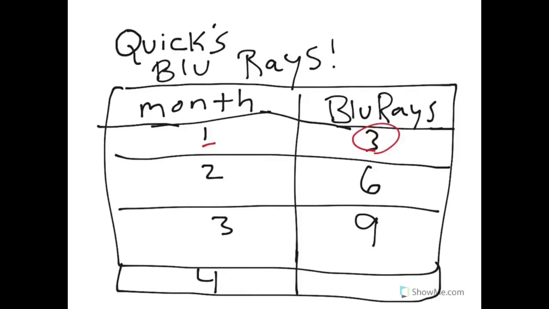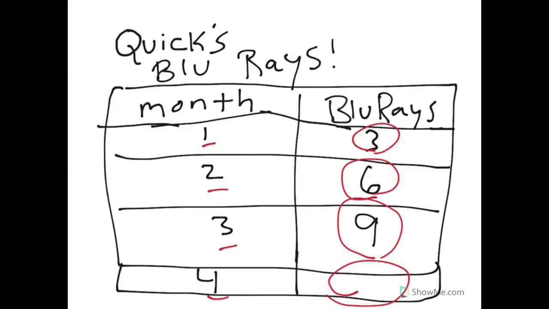The second term is 6. I bought that in the second month. See, first month, 3 Blu-rays. Second month, 6 Blu-rays. In the third month, my next term is 9. So this one's pretty easy. It's supposed to be pretty easy. We're getting a little bit of an introduction. How many Blu-rays do you think I bought in the fourth month?